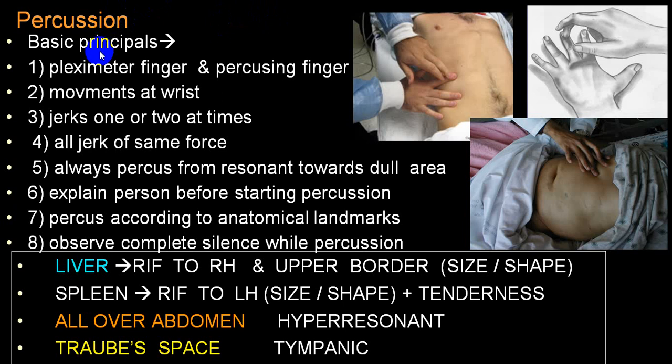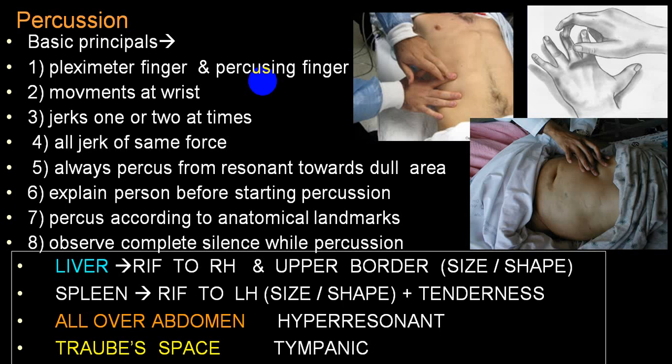What are the basic principles? One, there is something called a pleximeter finger. By and large, we use either the index finger or the middle finger as the pleximeter finger, whichever is comfortable to you. It is always better to use a middle finger or an index finger. The distal portion of the finger is in very close contact with the area where you are doing the percussion.